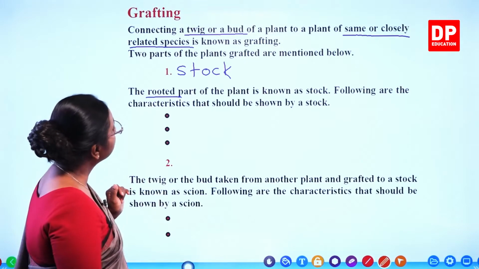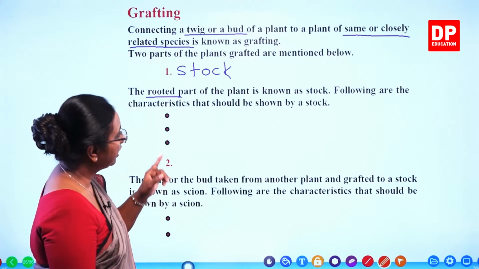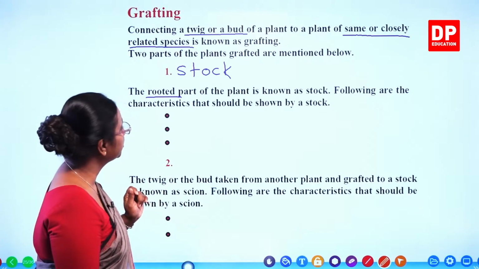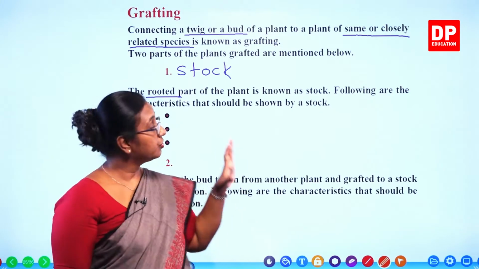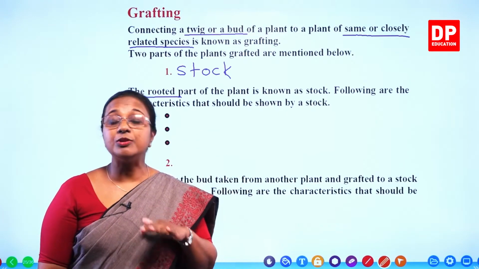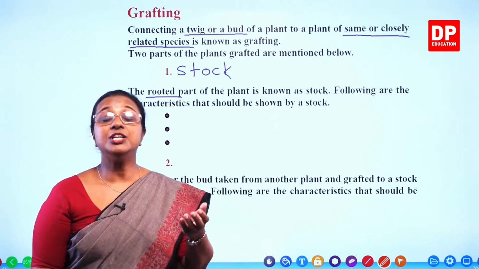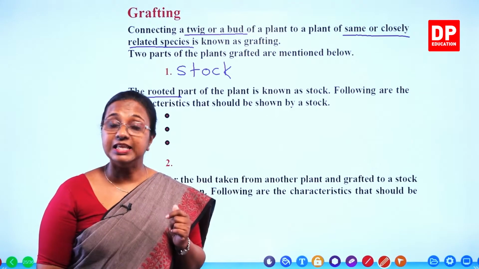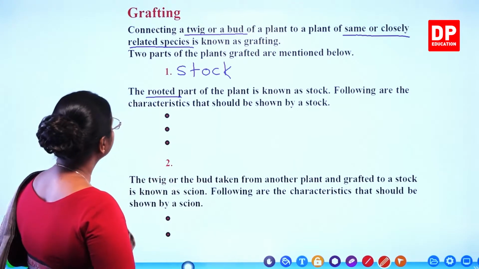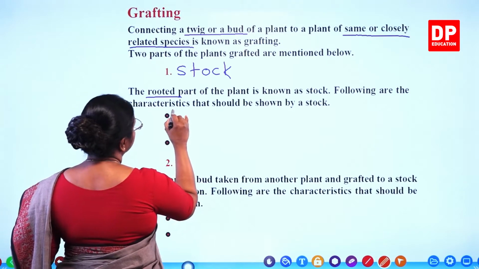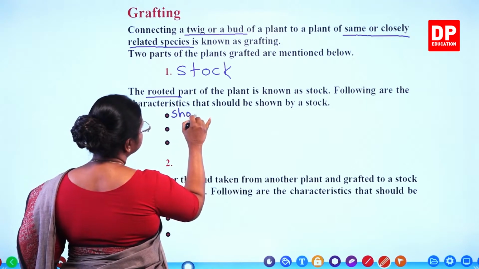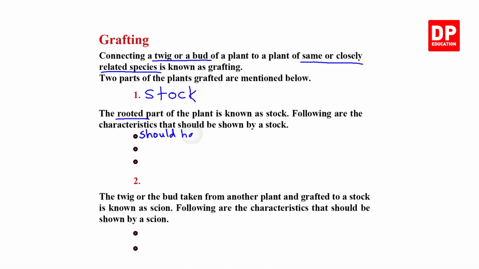So the rooted part of the plant is known as stalk, and following are the characteristics that should be shown by a stalk. So here this is the plant that is going to be rooted to the soil. Therefore it should have a very strong and healthy root system. That is one characteristic. So it should have a strong, healthy root system.